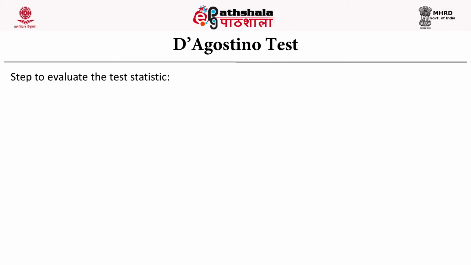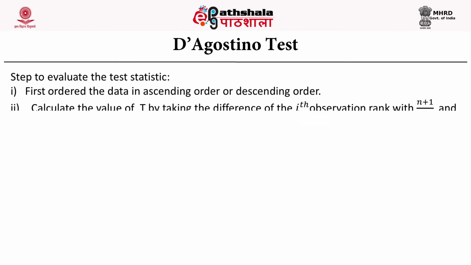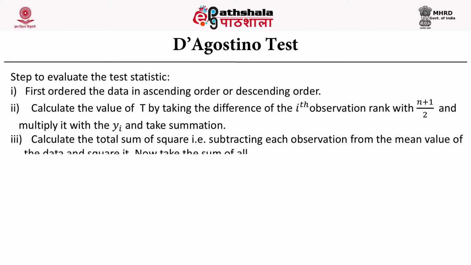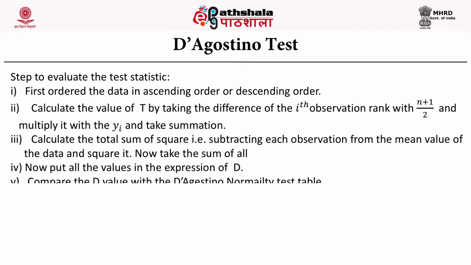And there are a few steps for evaluating the value. The first step is to order the data in ascending or descending order. Calculate the value of T by taking the difference of the ith observation's rank and (n plus 1) upon 2, multiplying with yi, and taking the summation. Calculate the total sum of squares, that is, subtract the mean value of the data from each observation and square it. Now take the sum of all values. Now put all the values in the expression of D. Now compare the D value with the D'Agostino normality test table.